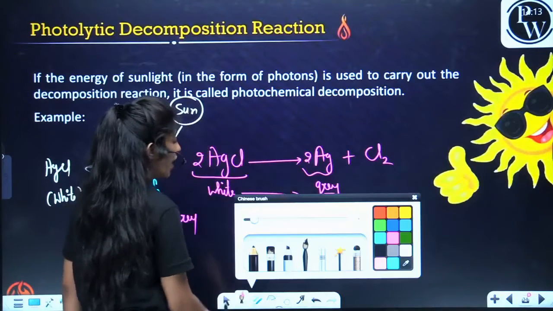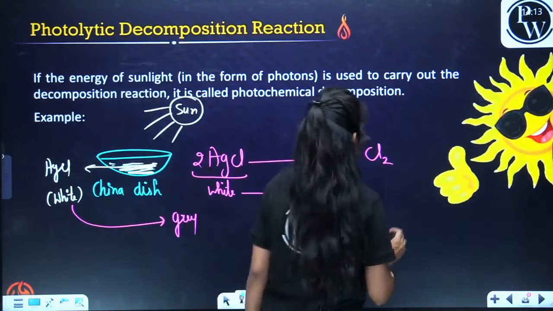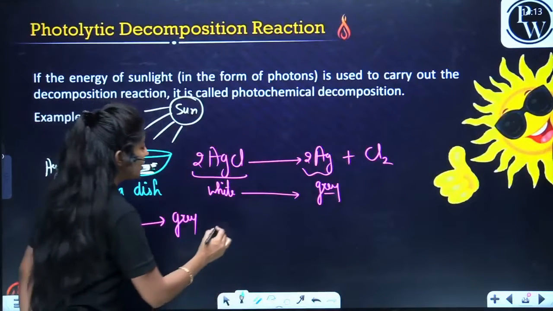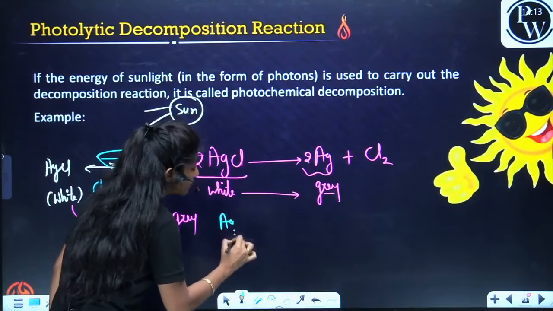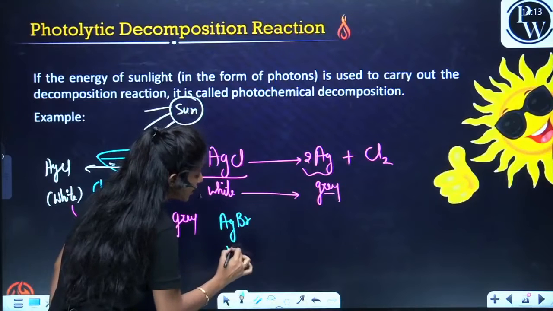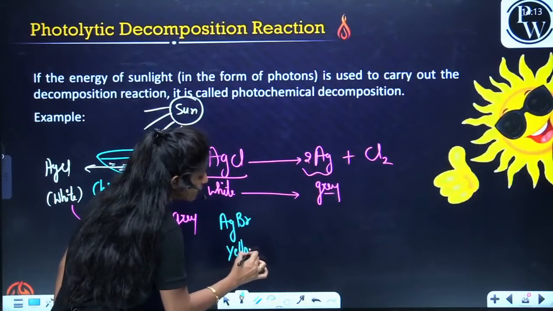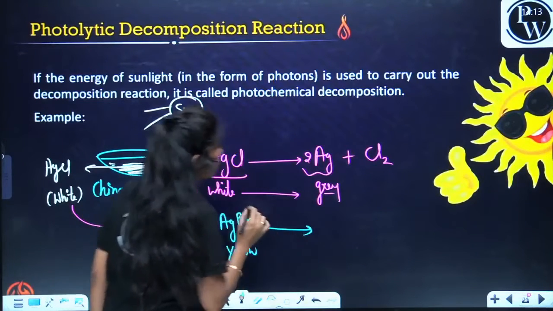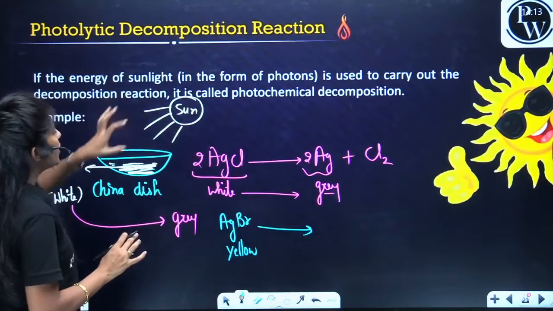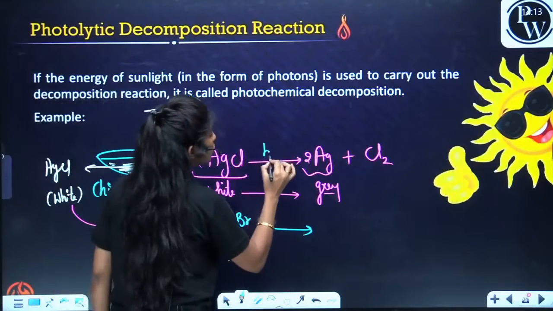And the Cl2 gas is colorless, it will disappear. Now I have one more example, that is AgBr. The color of AgBr is a pale yellow powder. It will be decomposed. Suppose the sunlight is shown by hν.